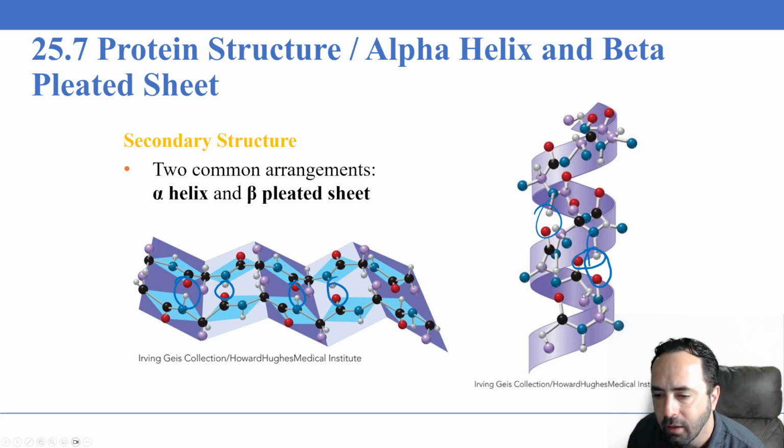And depending on the nature of the side chains and the nature of the amino acids themselves, in certain regions of the protein, you'll have beta pleated sheet secondary structure, and in other regions, you'll have alpha helix portions of the secondary structure.